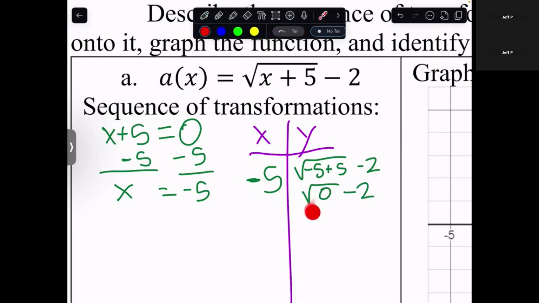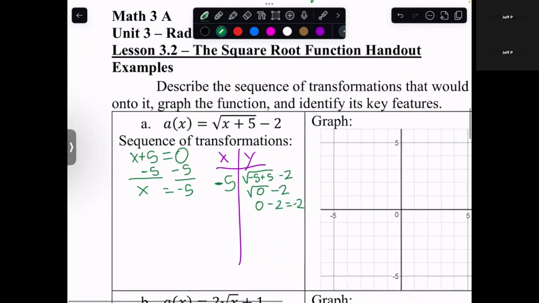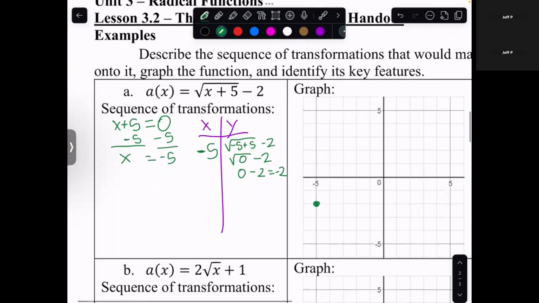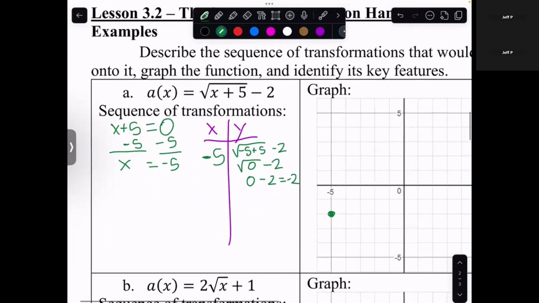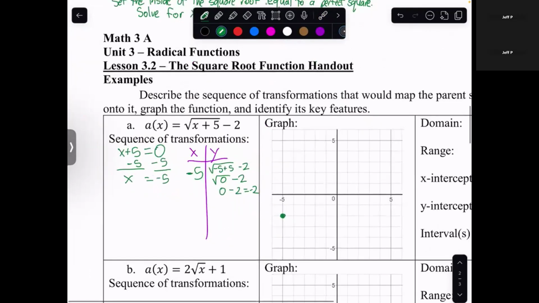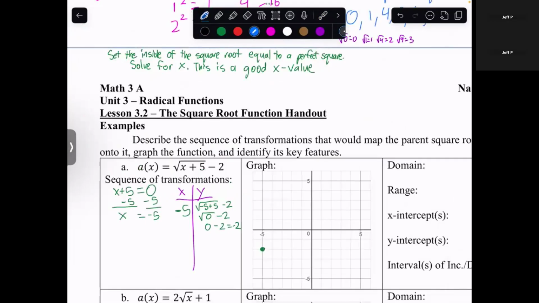Again, the whole point is that the square root should simplify easily. So the square root of 0 is 0, and then 0 minus 2 is -2. Our first point is at (-5, -2). Then just repeat for other perfect squares.